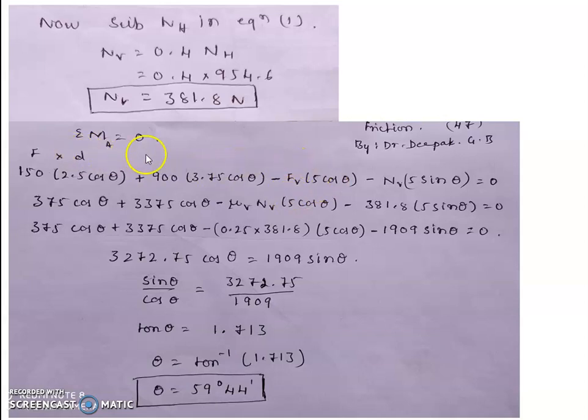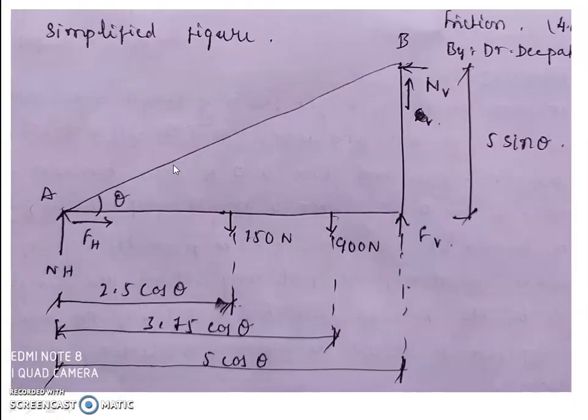Now I will consider moment about A equal to 0 in this figure. We will consider force multiplied by perpendicular distance. From this point A, I am moving like this. We will see what the forces are. The first force is 150, at a distance 2.5 cos theta. It is making clockwise movement, hence it is positive. 150 is the weight or force, multiplied by perpendicular distance 2.5 cos theta. Hence the moment is 150 into 2.5 cos theta. This is clockwise, hence positive.